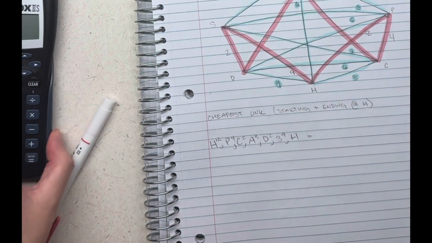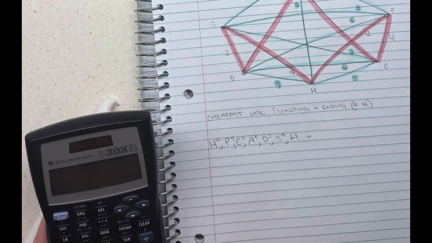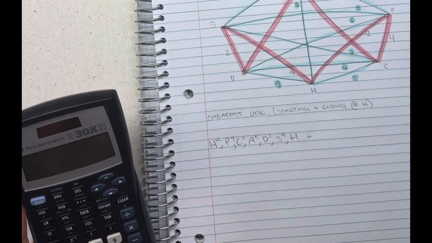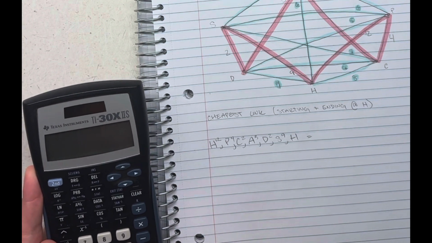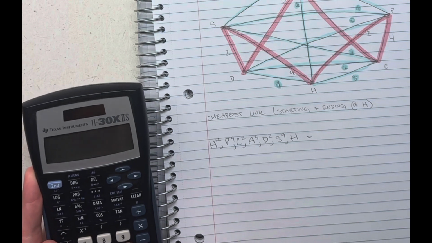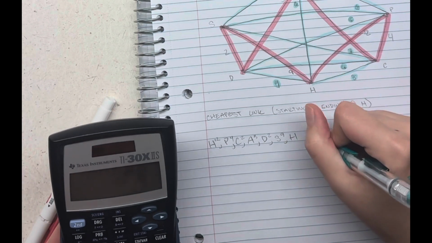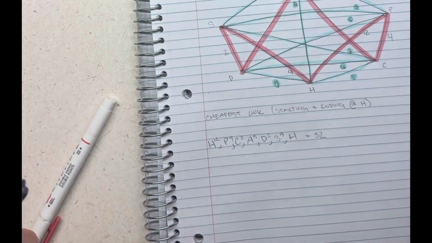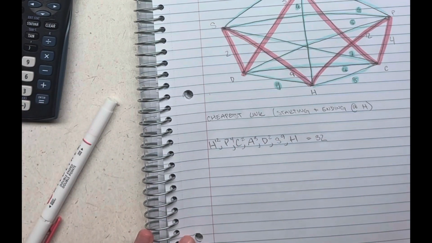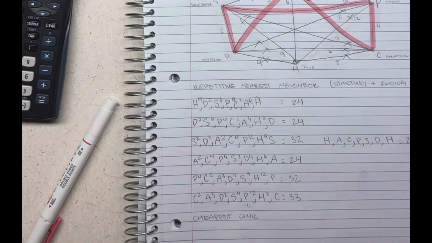Now, gotta add those numbers together. Okay, I've added them all together. It's 32. So that is the cheapest link, and the cheapest, the repetitive nearest neighbor for our Mary the Bee.